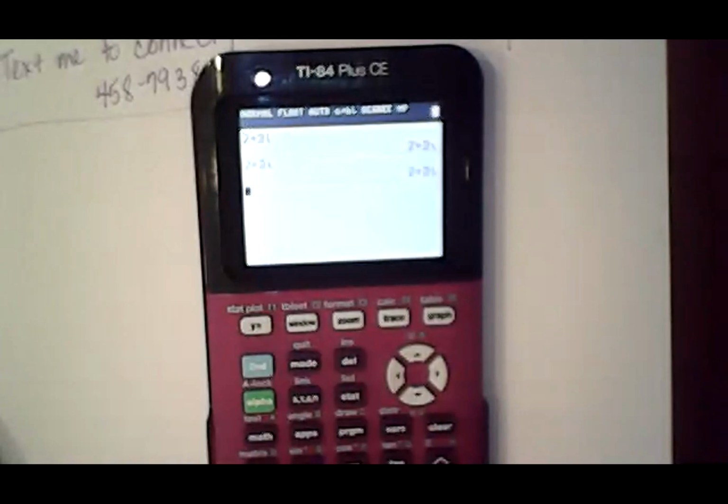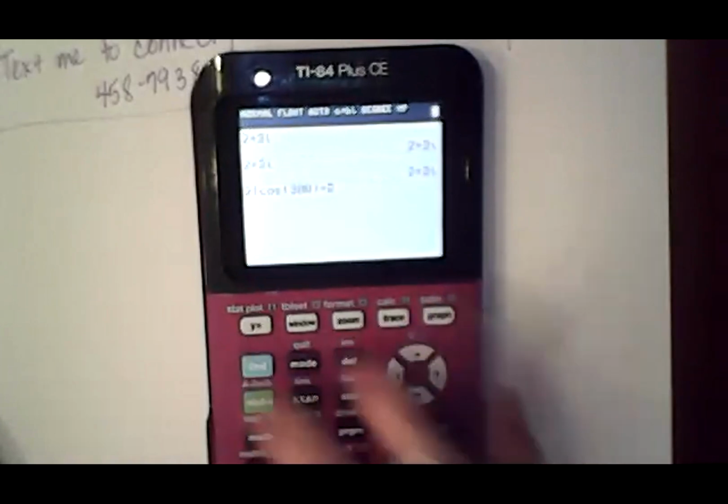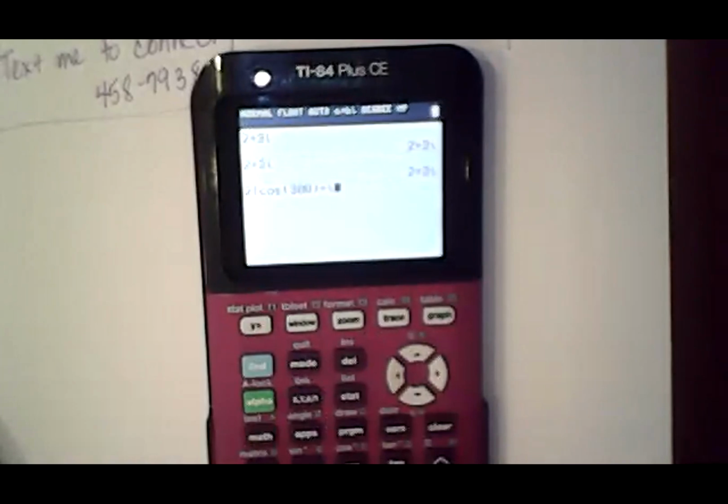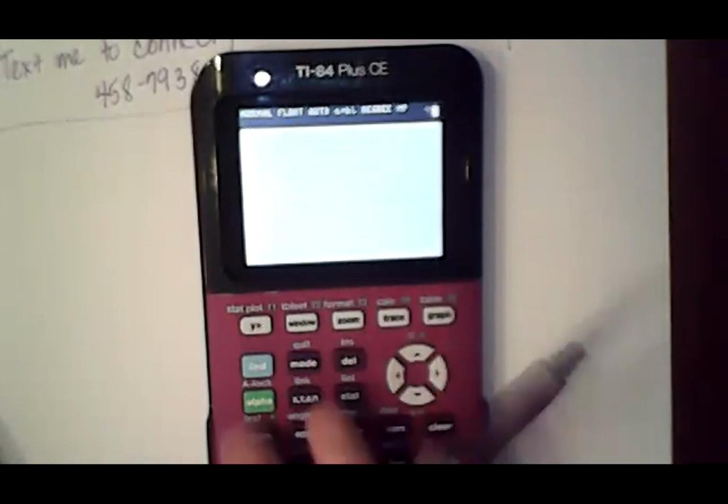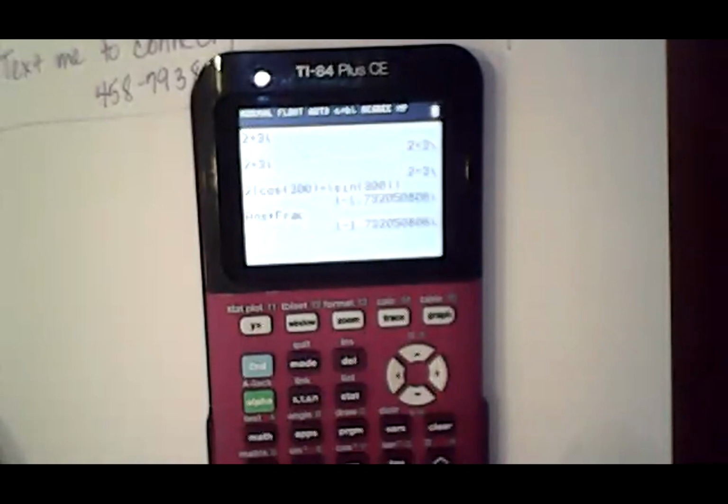And we could do 2, I can't remember, cosine of 300 plus I sine of 300, close both parentheses. And then math, enter. Okay, it's not going to let me do that. I'm going to say sometimes. So then we would convert that to a radical. We'd have to check that out.